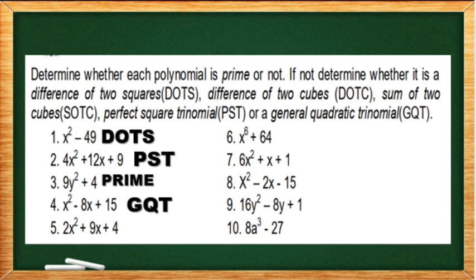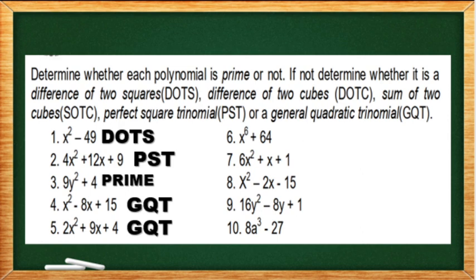Number 5. 2x squared plus 9x plus 4. PST or GQT. Check natin 2x squared, not PST na kagad. Kasi 2x squared is not perfect squared. Gamitin natin ang case number 2 ng GQT. Multiply muna natin yung 2 sa 4. Magiging 8. Tapos, sum is 9. What are the two numbers? If you multiply, the product is 8 and the sum is 9. They're both positive. And the answer is 8 and 1. So, meron. So, therefore, GQT.